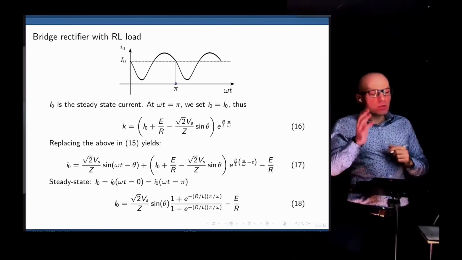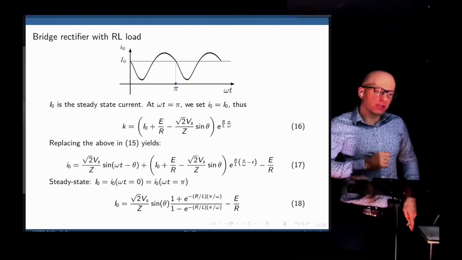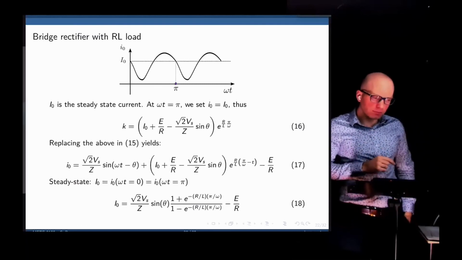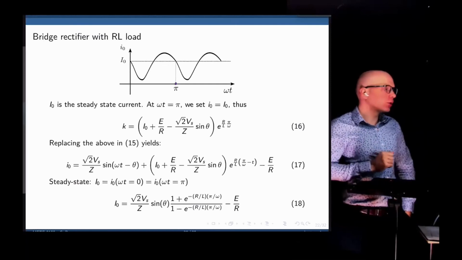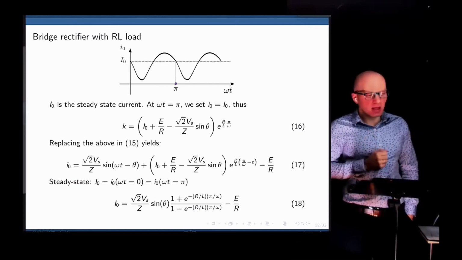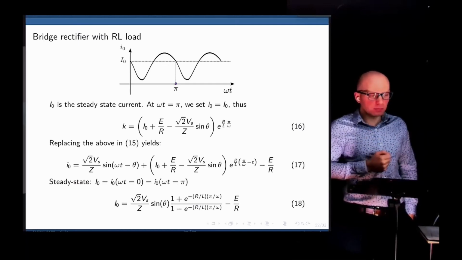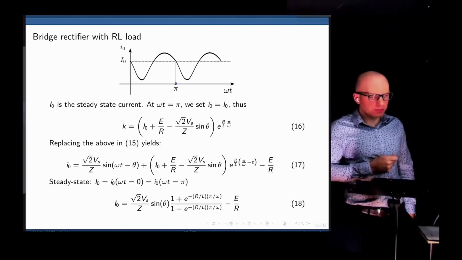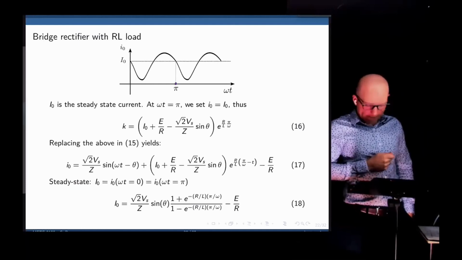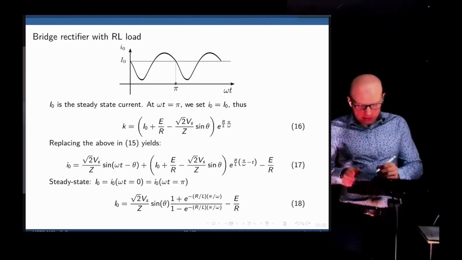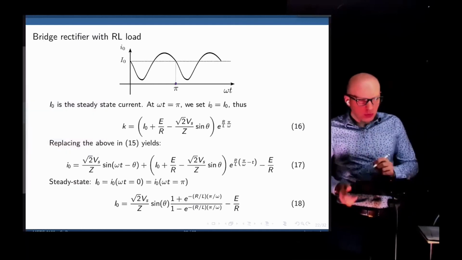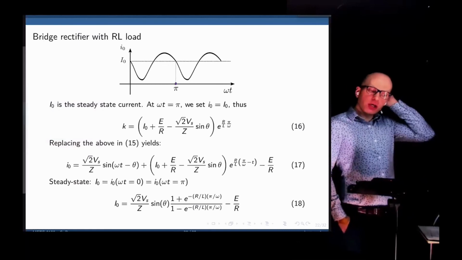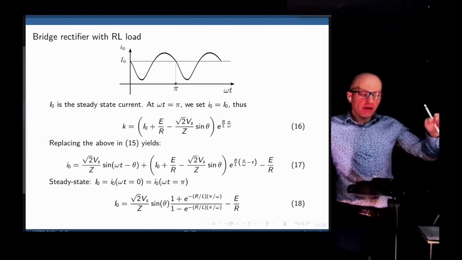How would the current look at the source? If this is the current through the load, how would the current look from the source? Is it the same? Is it the same current that is coming from the source? Any guesses? Would it match the waveform of the input, the current from the source? This is through the load after the rectifier.